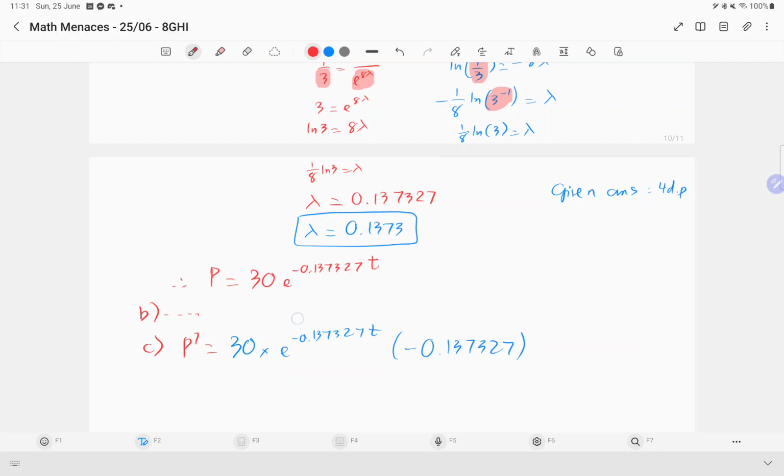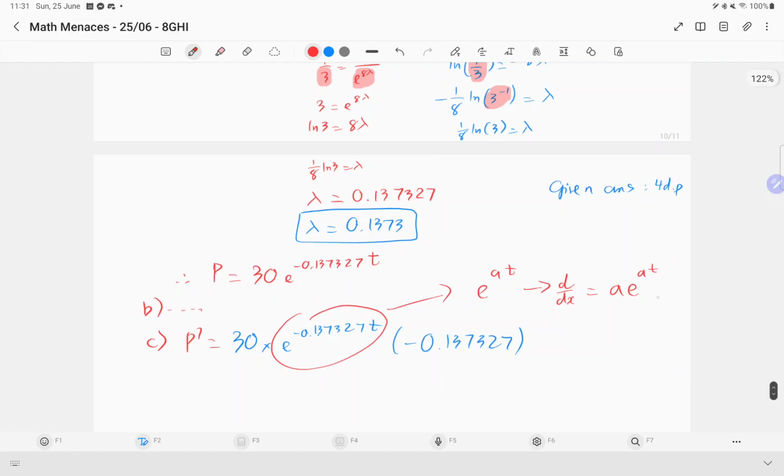So the form of this one is e to the power at. When you derive it, d over dx would be a times e to the power at, because you derive the power at and you get a, and then you multiply it to the front. In this case, I multiply it to the back here.